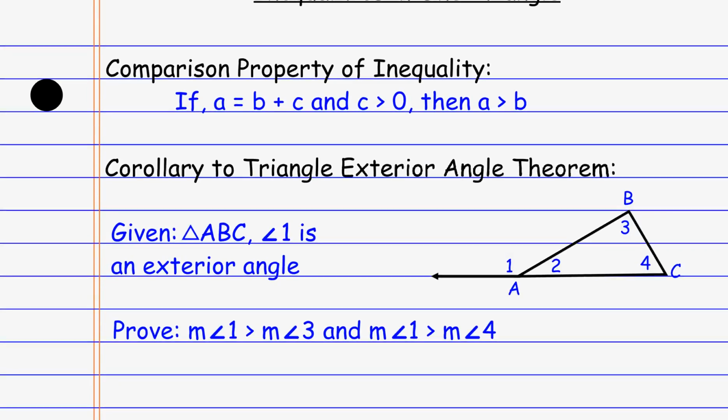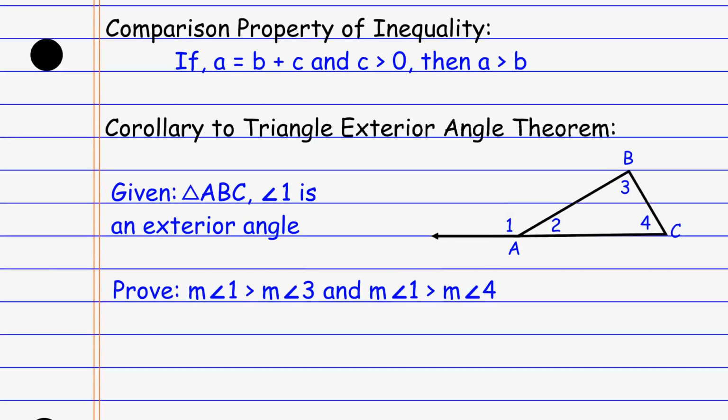In terms of using that, the first thing we're going to do is look at another corollary here. This is the corollary to the triangle exterior angle theorem. Remember, the triangle exterior angle theorem says that the exterior angle of a triangle equals the sum of the remote interiors. And so this is kind of related to that, and we're going to use that theorem to prove this guy. But if we're given triangle ABC and we're told that angle 1 is an exterior angle, I want to prove that the measure of angle 1 is greater than the measure of angle 3. I also want to prove that the measure of angle 1 is greater than the measure of angle 4.